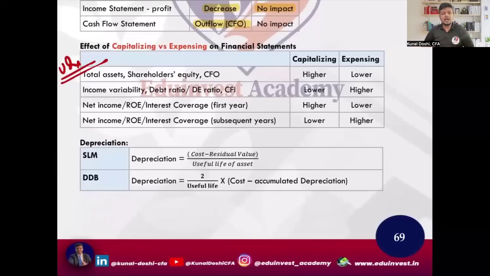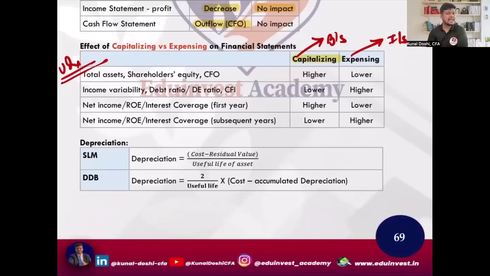Everyone, conclusion: capitalizing means delaying the recognition of expense, right now recognizing that on the balance sheet. Expensing means right now recognizing that directly in the income statement. So everyone in the class, tell me, your focus first should be on capitalizing. Okay, the opposite will happen for expensing.